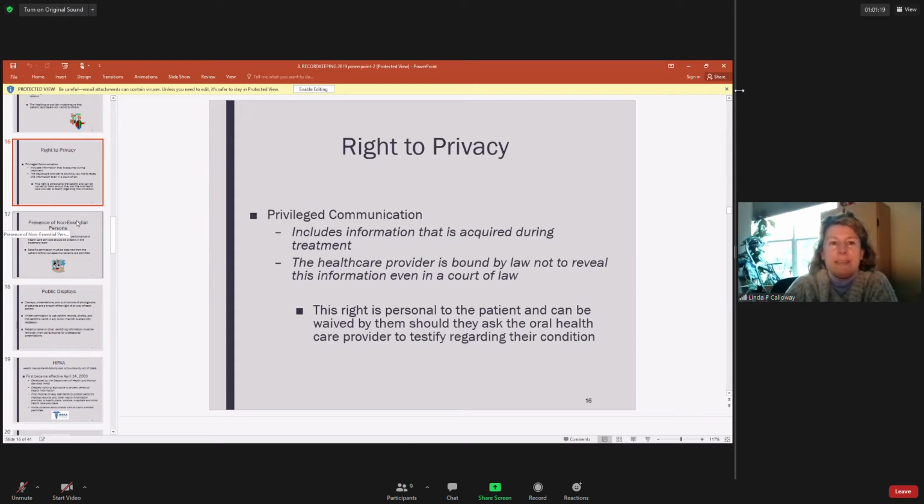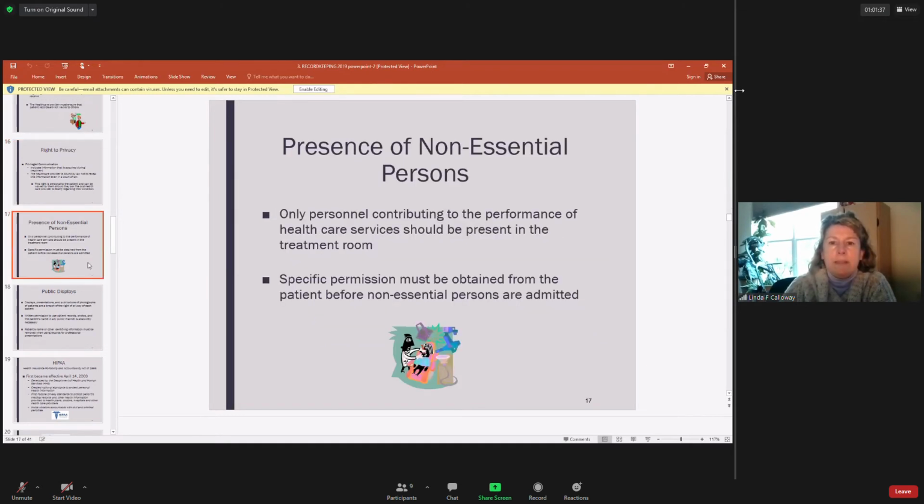So I just had to stop on that because it's huge, and I don't want to flip through that for 2 seconds per slide, and you'd be like, ah, it's just another thing to know. It's a huge thing to understand how important it is. So this goes on to explain that. Presence of non-essential persons. Only personnel contributing to the performance of healthcare services should be present in the treatment room. Specific permission must be obtained from the patient before non-essential persons are admitted.